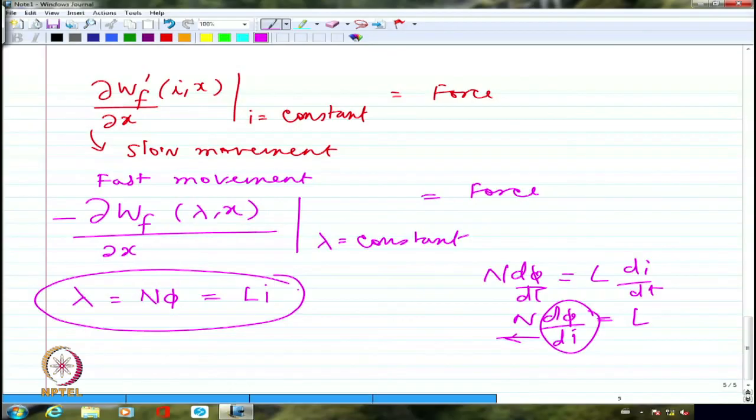So now we will look at the linear system, where we are going to look at all the quantities in terms of linearized magnetization characteristics, where we are going to assume n phi is equal to Li or lambda equal to Li.